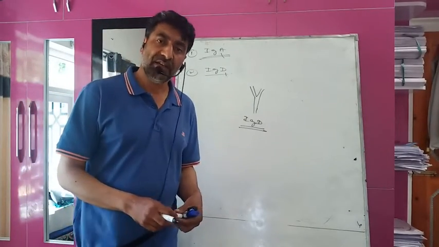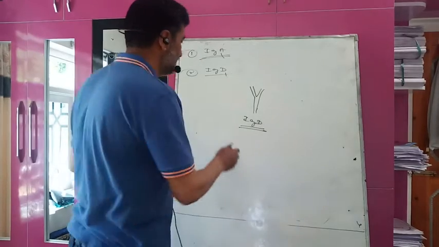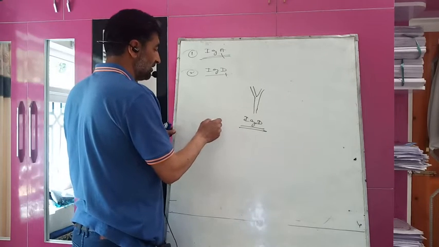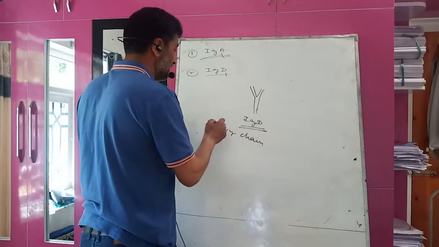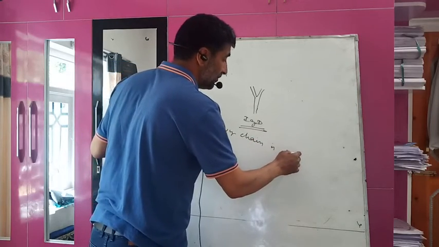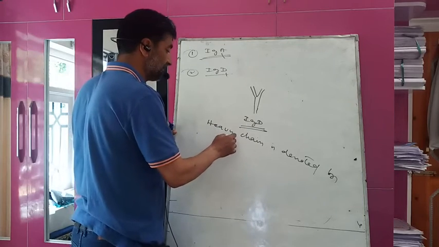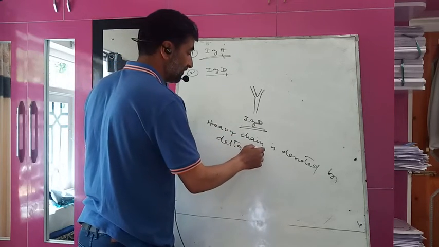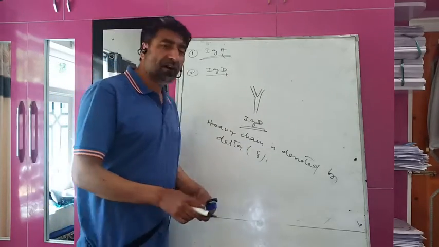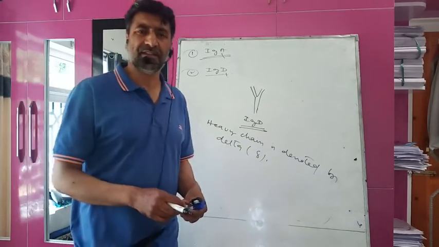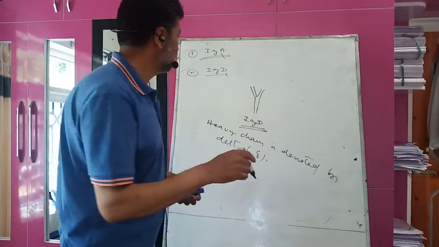The heavy chain is denoted by delta. Delta is denoted as the heavy chain. So the IgD antibody is present on the surface of B cells as antigen receptors.